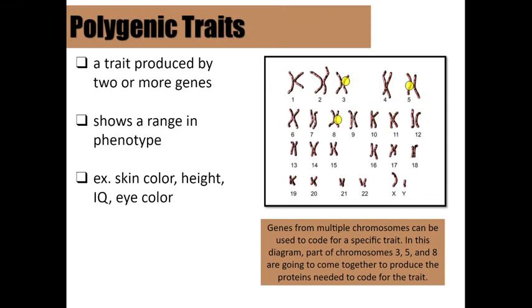Now let's talk about polygenic traits. So a trait produced by 2 or more genes shows a range in phenotype. An example of this is skin color, height, IQ, and eye color. So genes from multiple chromosomes can be used to code for a specific trait. So in this diagram, parts of chromosomes 3, 5, and 8 are going to come together to produce the proteins needed to code for that trait.